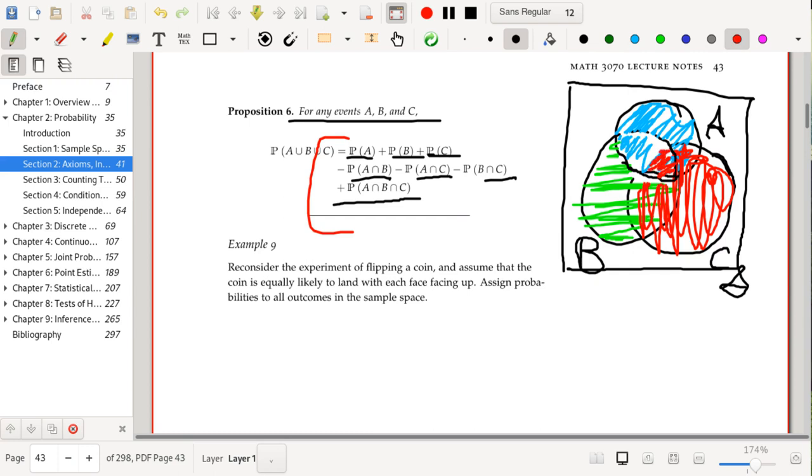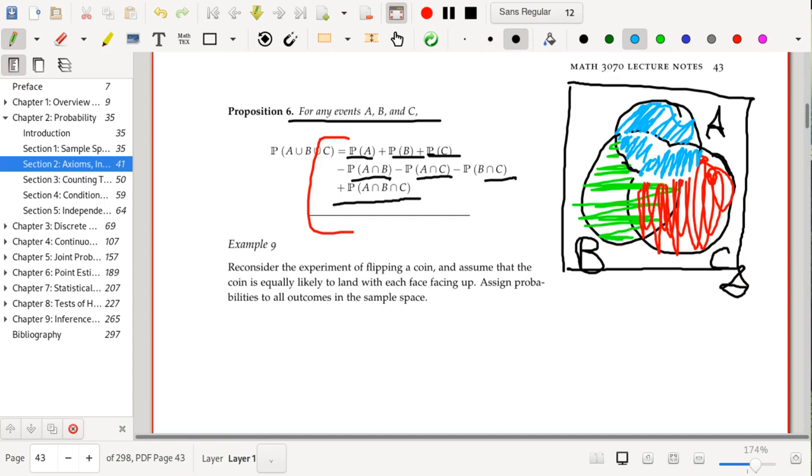Okay. And then I'm going to cut out the red area that is intersecting A, that is at the intersection of A and C. So I'm going to cut that out, leaving only blue there.